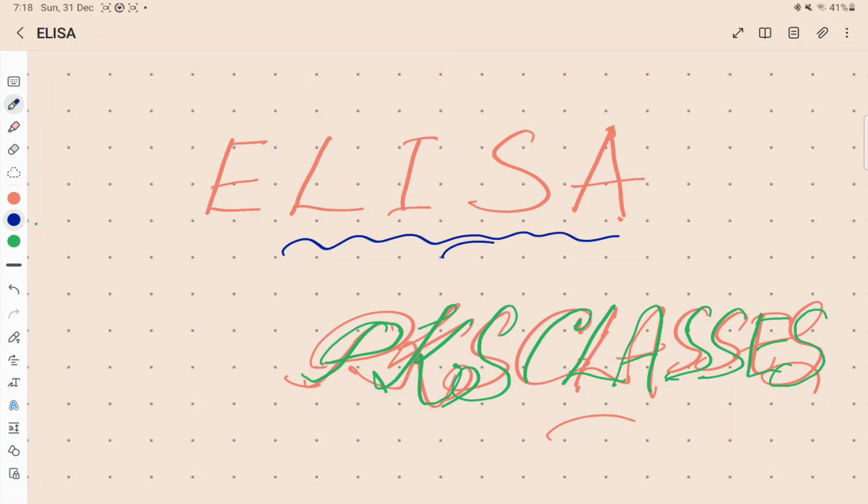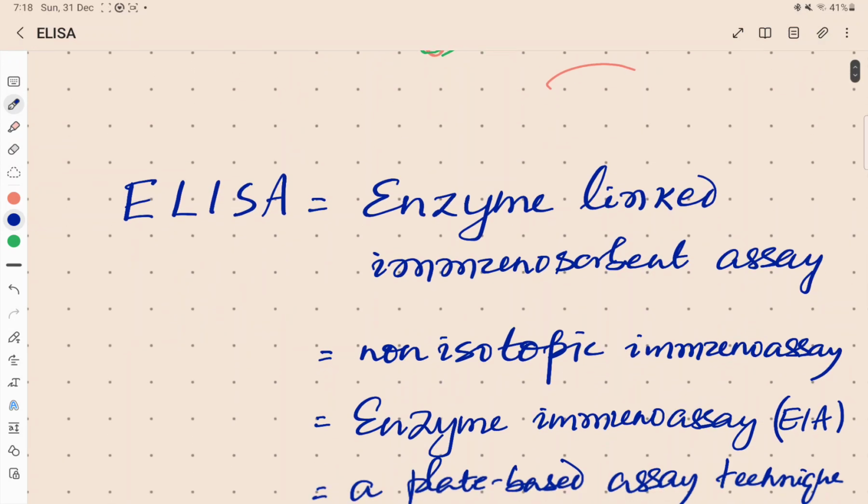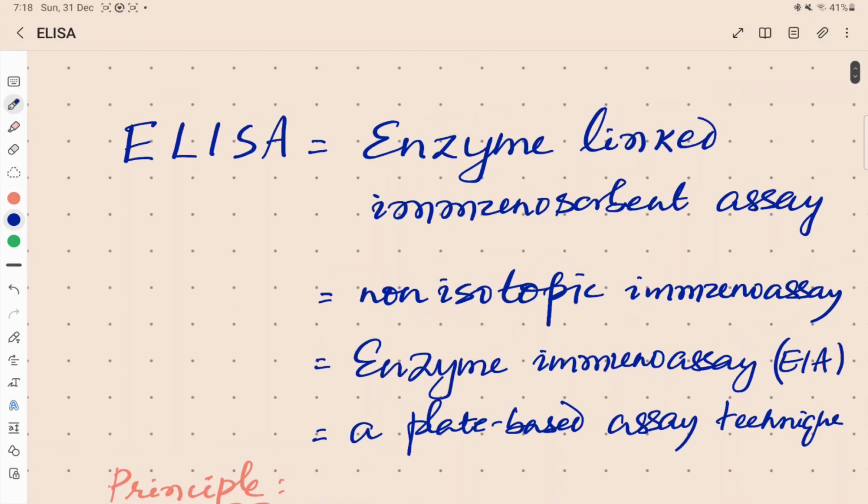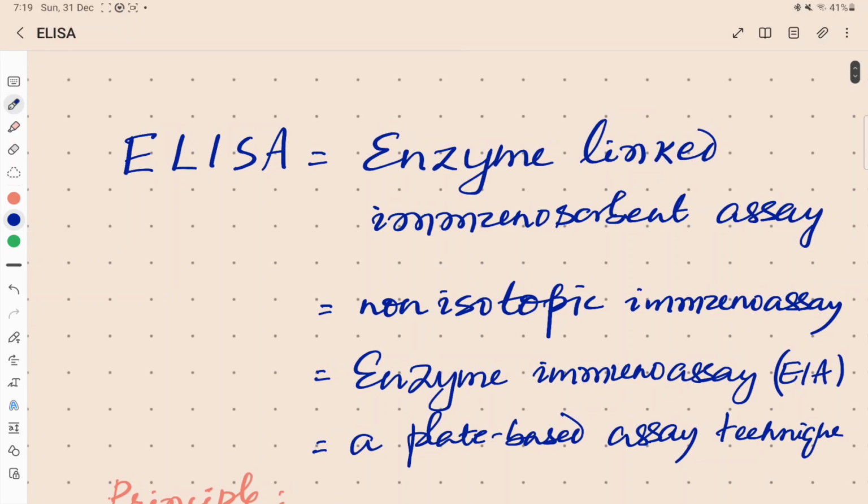Today we are going to study enzyme linked immunosorbent assay, or ELISA. In short form it is called ELISA, or we can say enzyme immunoassay, EIA. It is a plate-based assay technique, and we call it an immunoassay because there will be interaction between antigen and antibody.